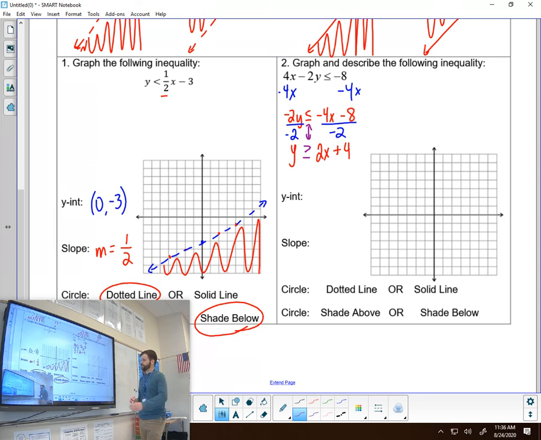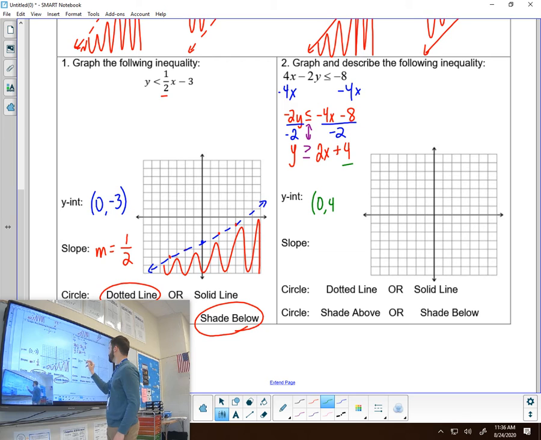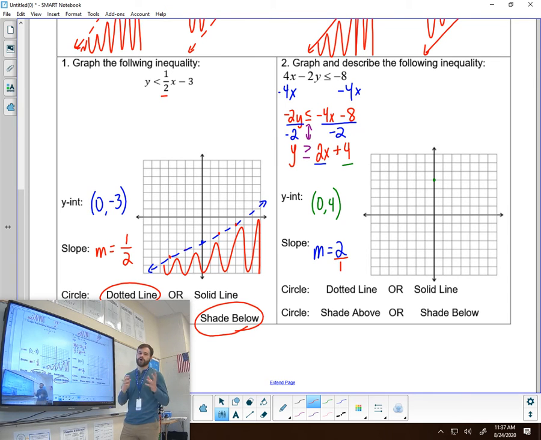Okay? So my y-intercept is going to be at 0, 4, and my slope is going to be 2. So let's go ahead and put my y-intercept out here at 1, 2, 3, 4. And let's go ahead and put in my slope. We're going to go up 2 over 1, up 2 over 1. Remember, slope can also be written as like that number over 1.